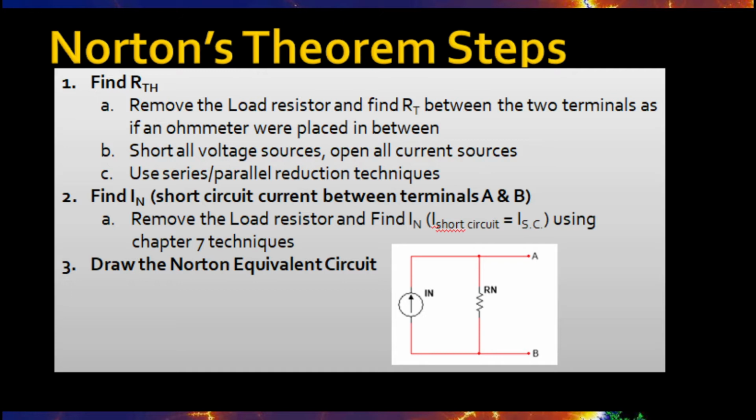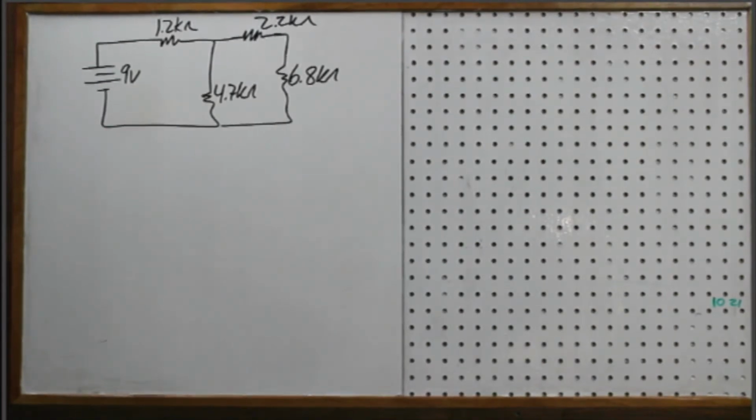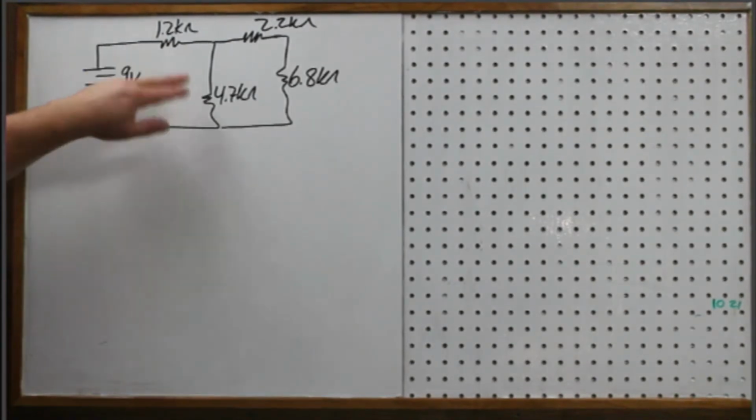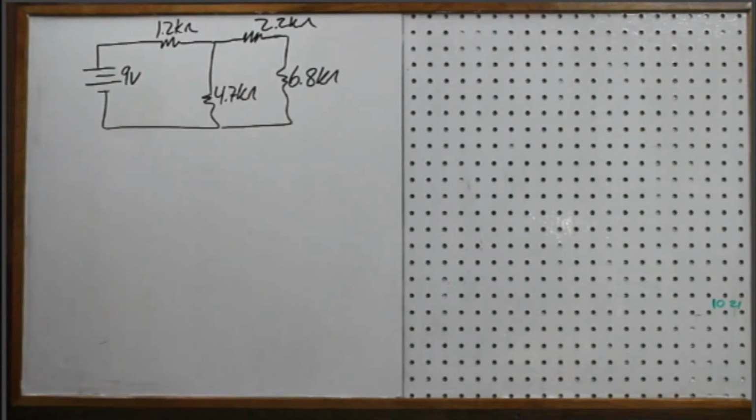We're going to do a few of these problems. Here we go, using a couple of standard value resistors: a 1.2K, 4.7K, 2.2K, 6.8K. It doesn't really matter. This is a similar problem to what we've done for chapter 7, 8, and the first part of chapter 9.